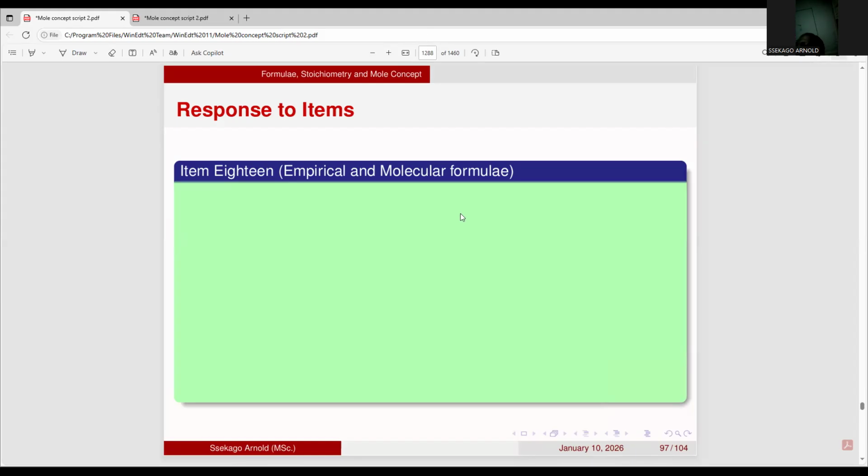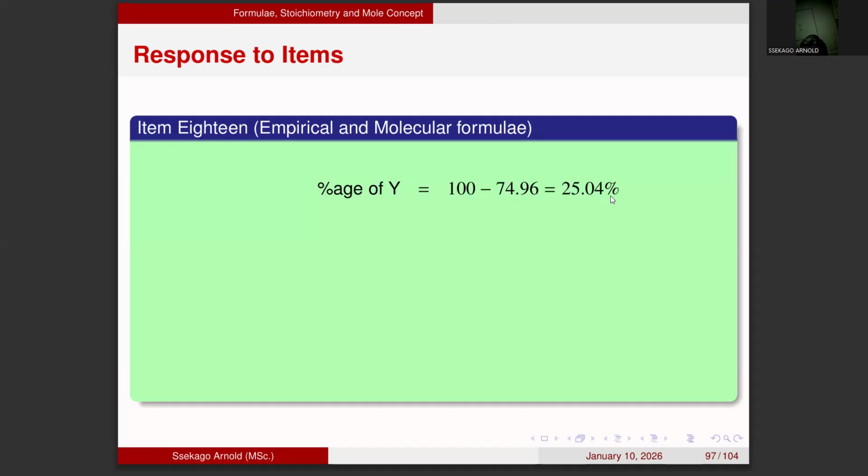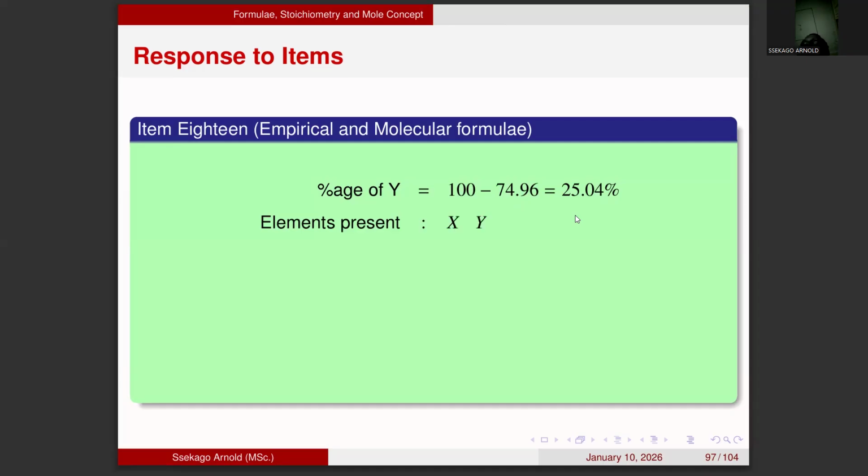So here it is. A percentage of Y, recall that they only give us percentage of X as 74.96%. So we determine percentage of hydrogen. We get total percentage, which is 100 minus that of X, and this gives 25.04%. Then the elements present are two. We have X and Y. Those are the elements present. Then we substitute composition. That of X is 74.96. That of Y is 25.04.